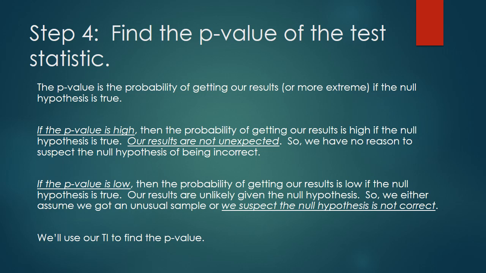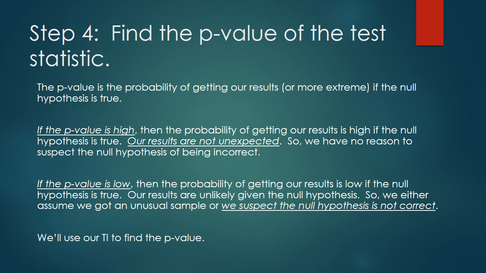If, on the other hand, our p-value is low, then that says the probability of getting our results, if the null hypothesis is true, that probability is low. Our results are not likely, they are unexpected, they are unusual. So either we got one of those freakish samples in the tail of our sampling distribution, or maybe there's something wrong with our null hypothesis. Now remember from the last section, we never say the null hypothesis is true or false. We never accept anything. We just reject or fail to reject.